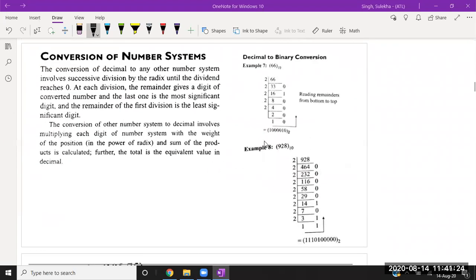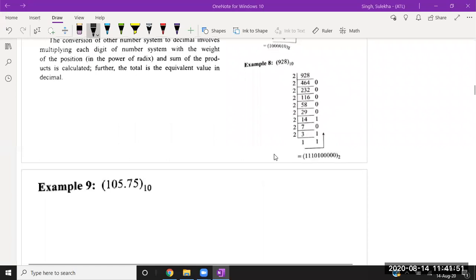We took an example in the previous lecture, like 66 base 10. When you convert this 66 base 10 into the binary number system, meaning base 2, you need to divide by 2, and from bottom to top, you write all these remainders. This 928 base 10 we have also already taken as an example.